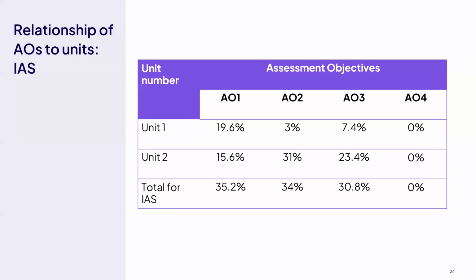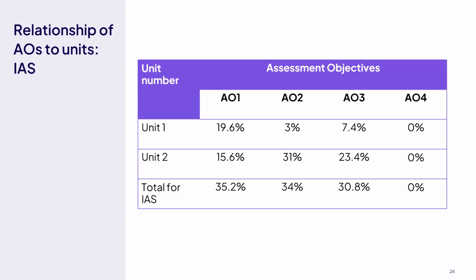Now, let's just have a look at the relationships of the assessment objectives to International AS. So you see there the different assessment objectives that we're looking at. In Unit 1, you remember, is the speaking. So we're speaking and responding to the questions, and that's those questions on the card and also in the discussions.